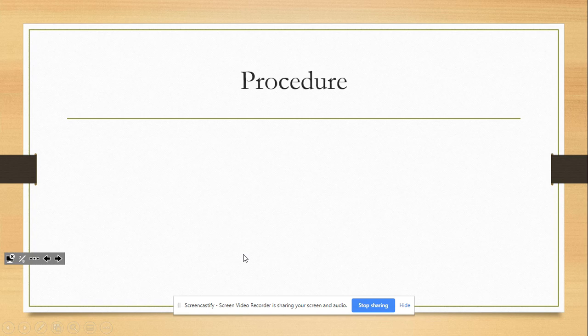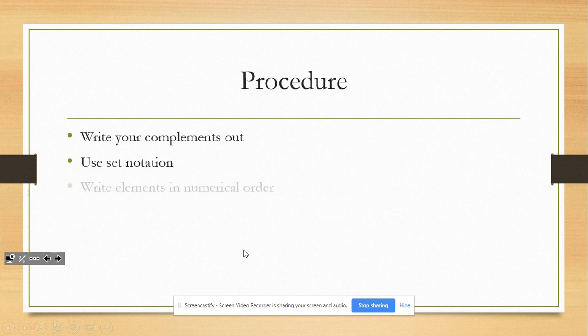Here's your procedure for intersection and union. The first thing you should do is write out all of your complements first in any given situation. Next, make sure that you use set notation, meaning use the braces. Lastly, write your elements in numerical order.